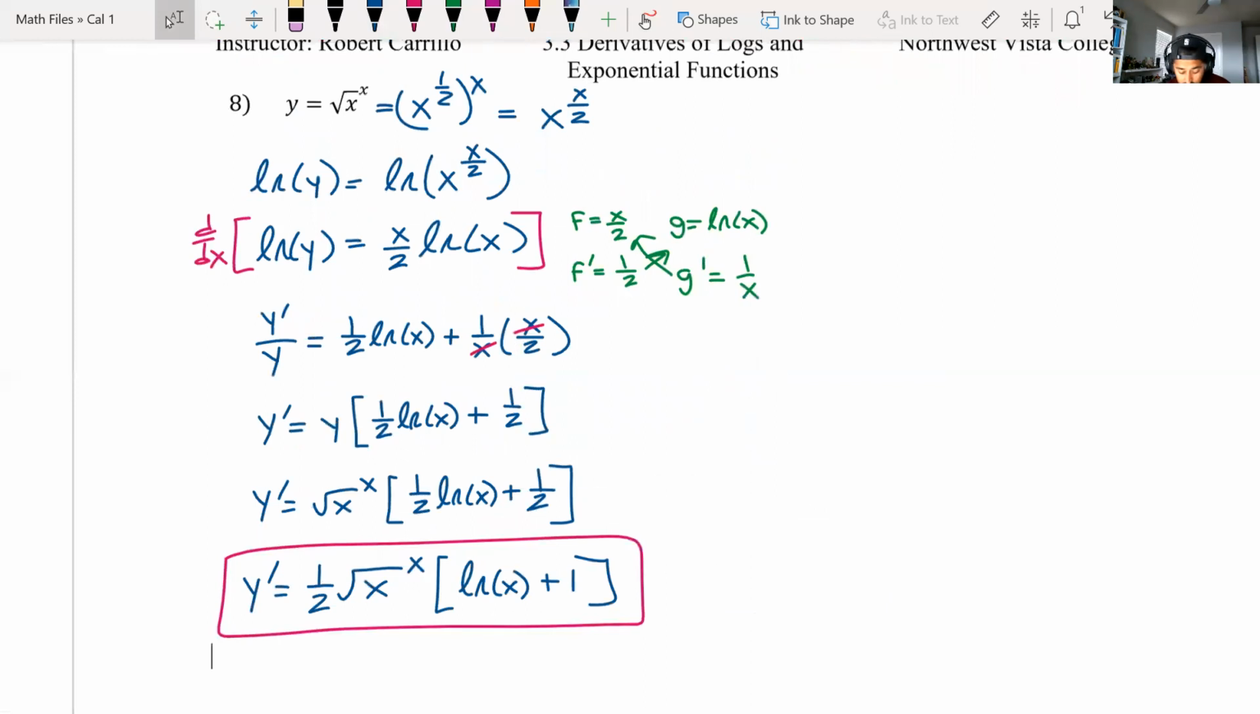Why can you pull the 1/2 all the way out to the front? Because everything's connected by multiplication. Oh yeah, true. You could pull it out and the 1/2 would have been here, but since it's multiplication, you can just move it to the front. Oh yeah, it'd be the same thing. I was just confused. Good.